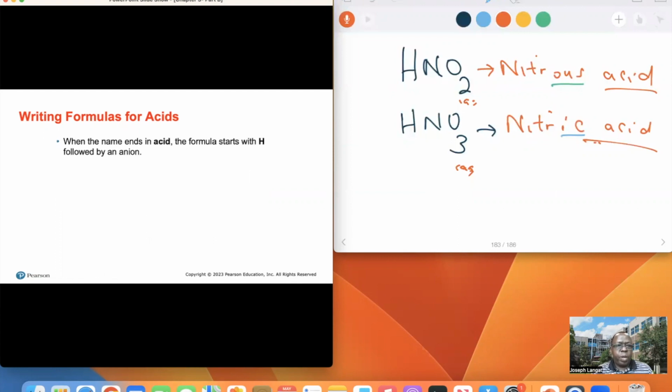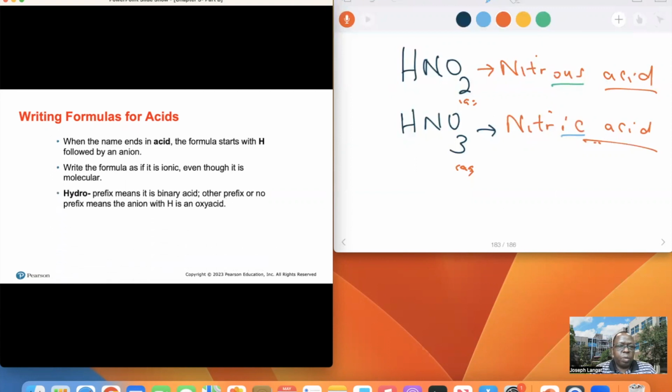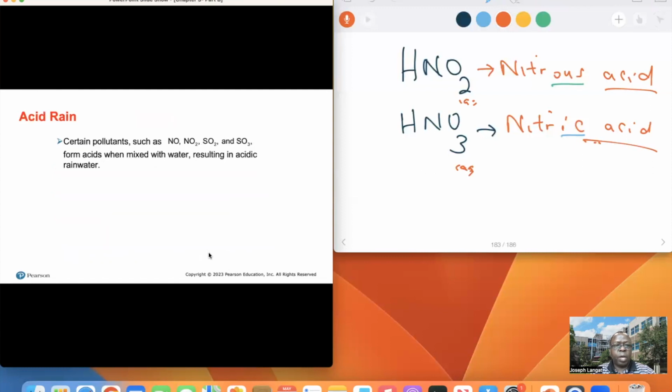Let's see, writing the formulas for acids. When the name ends in acid, the formula starts with H followed by the anion. Write the formula as if it is ionic, even though it is molecular. So that's just how we write the correct formula. Hydro prefix we use for that. I gave you earlier on how we change the ending ATE, ITE to IC, OUS, and so forth. Learn how those happen. This is just tagging the aspirin, acid rain.